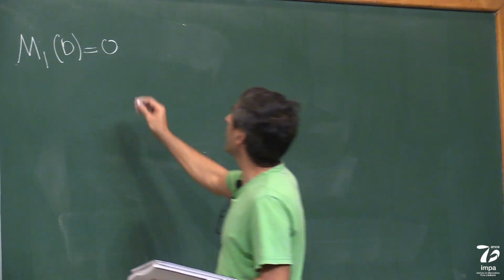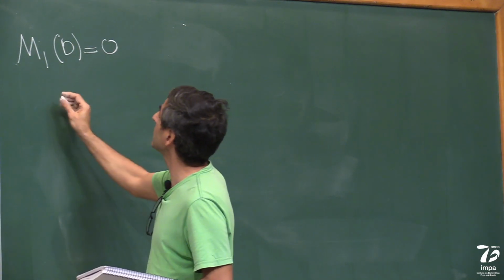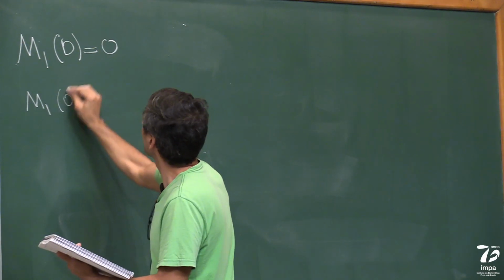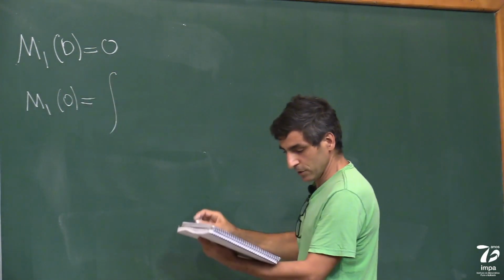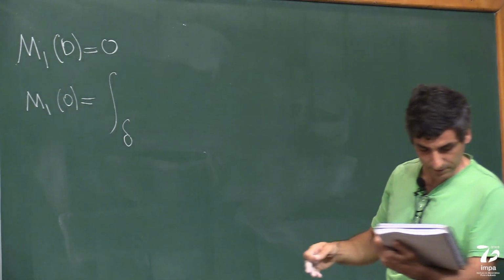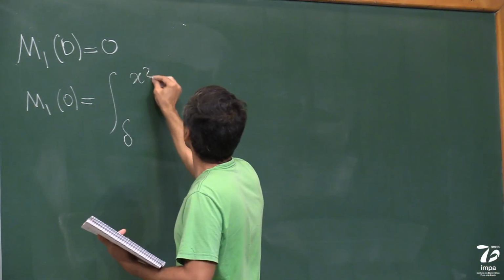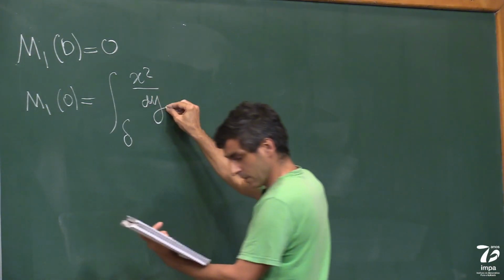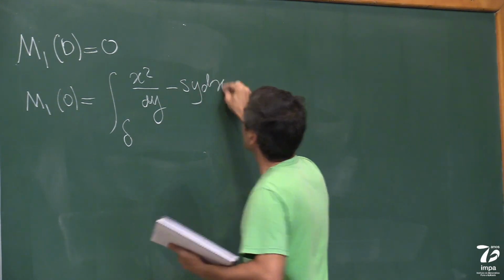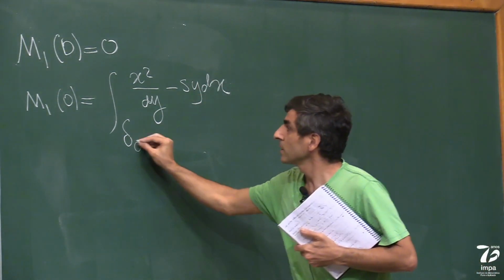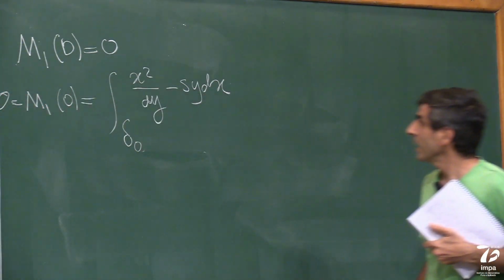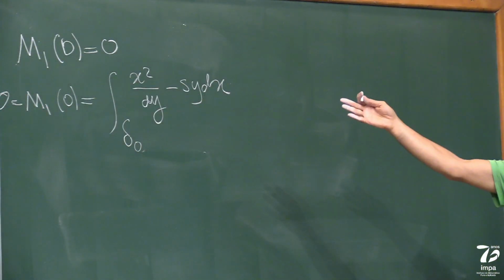But according to this, what is M10? M10 is the integration of delta. So let's write down the rest as a differential form. It is x2 dy minus sy dx. I want this integral to be 0, and that's why I inserted s there.